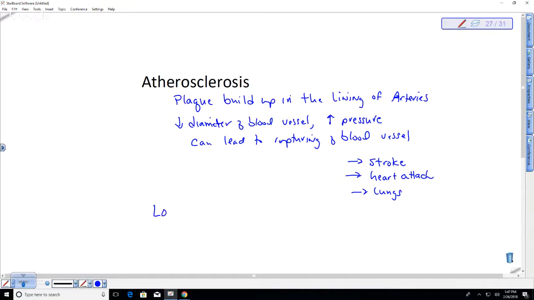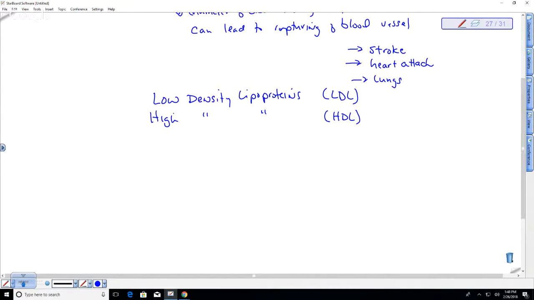So remember that we have low density lipoproteins. So these are called LDL, and then we have high density lipoproteins, HDL. Those lipoproteins are proteins that transport cholesterol. So there is really no difference between bad and good cholesterol. It's the difference between the bad and good lipoproteins.